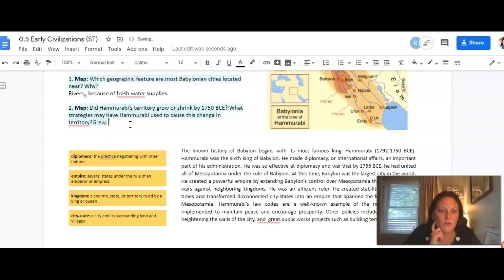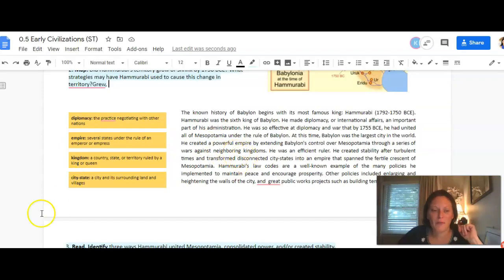And it says, what strategies may Hammurabi use to cause this change in territory? And this is where you are going to come up with your own idea. Do you think maybe he was a cruel king and he took lots of territories and was a military leader? Do you think he was peaceful and created territories? Whatever you think, go from there, and we will talk more about Hammurabi down here.